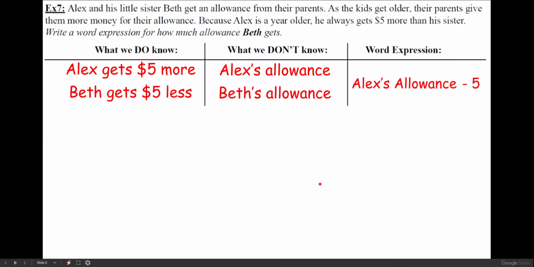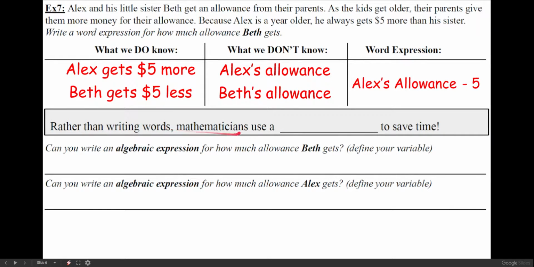That's how much she gets, Alex's allowance minus 5. So going further, rather than writing words, mathematicians use a variable to save time. So right here, this is our expression, Alex's allowance minus 5 is how much Beth gets for her allowance. But mathematicians don't want to write whole words out. They would rather just shorten it by using variables. So can we write an algebraic expression for how much allowance Beth gets? Define your variable. Well, we can just say A is Alex's allowance, and we subtract 5 from it. We just need to tell our reader that A means Alex's allowance. So A minus 5 is going to be Beth's allowance.